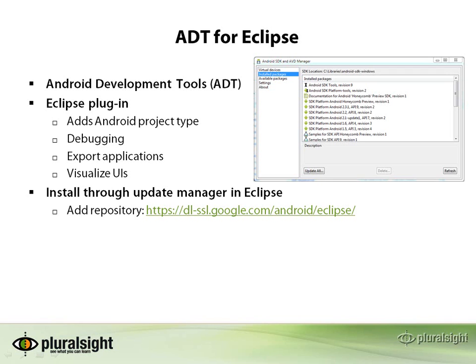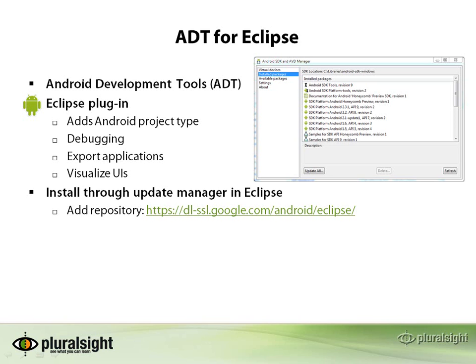Let's talk briefly about the ADT for Eclipse. It's basically the Android Development Tools, which is a set of tools and a plugin that are provided by Google for us to develop the Android platform, and it gives us some very nice things that make Android development in Eclipse easier. For example, it gives us an Android project type, which allows us to have a lot of the things that we need for our Android project automatically created.